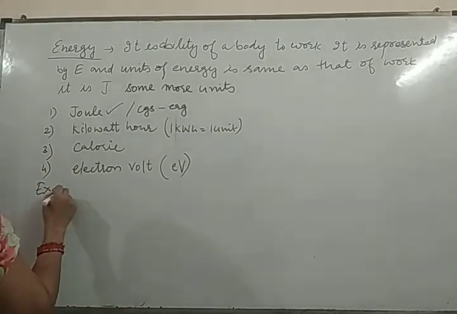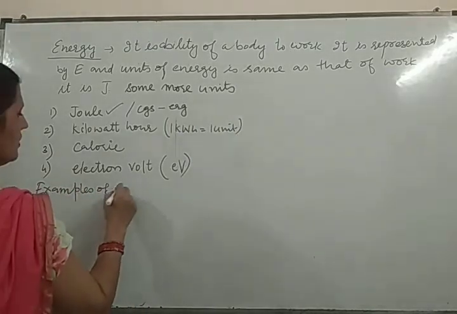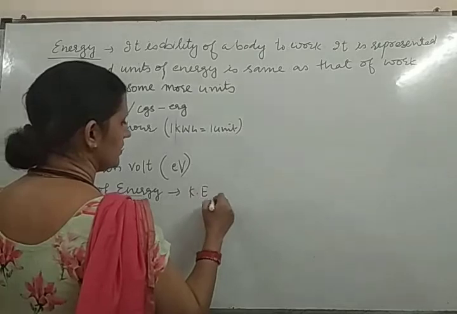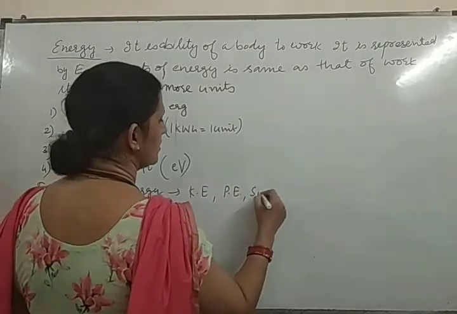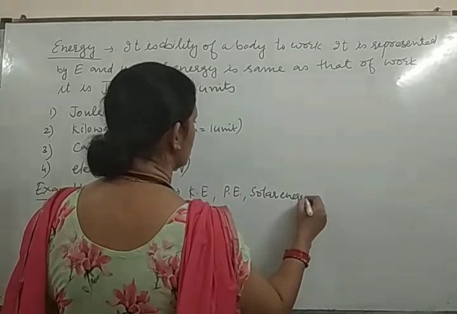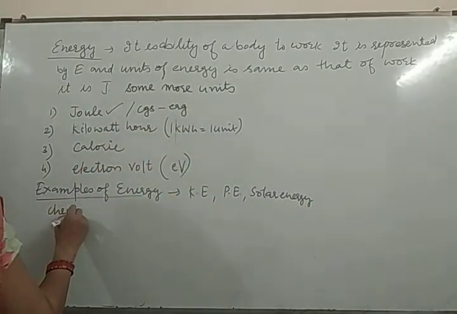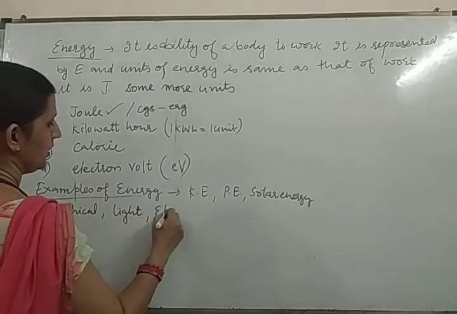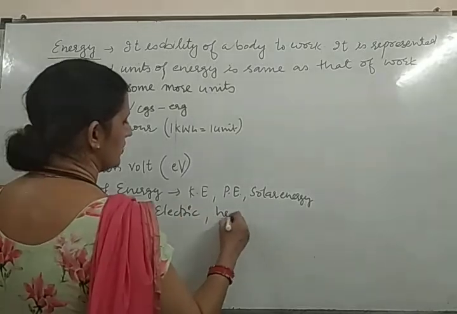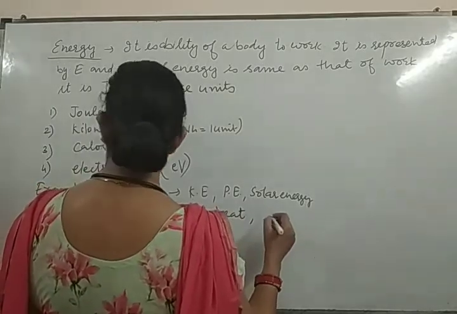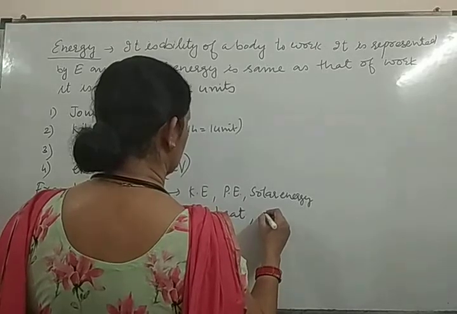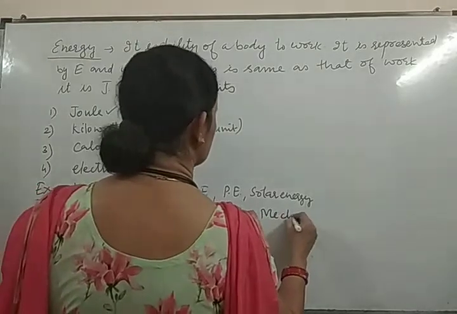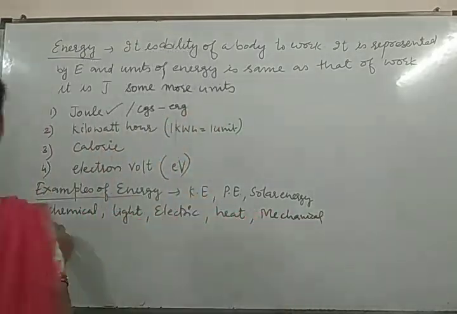What are the examples of energy? Energy is of many kinds. The first is the kinetic energy, then potential energy, solar energy, chemical energy, then light energy, electric energy, heat energy, and you can say light, heat, electric, mechanical energy, and many more.